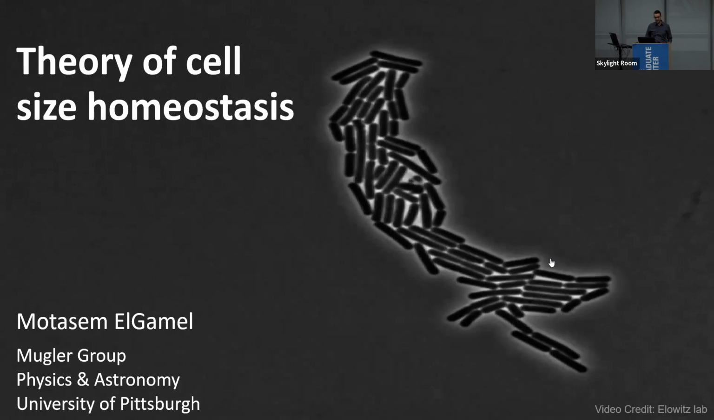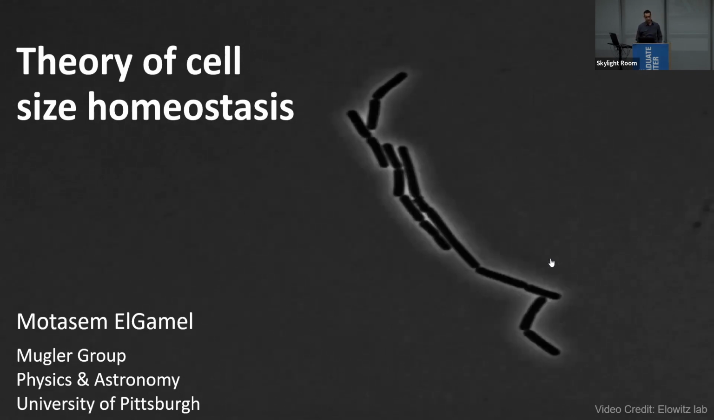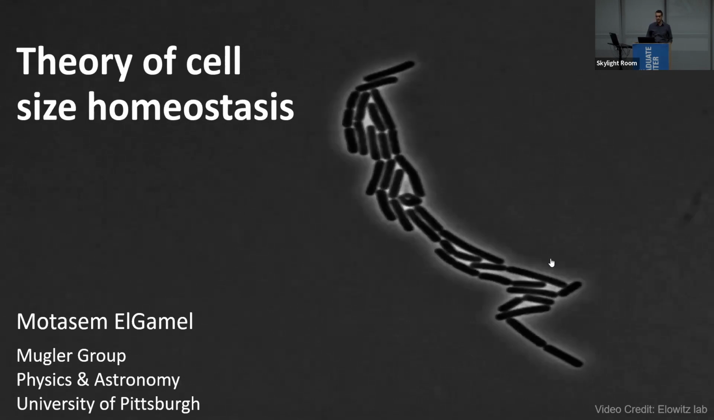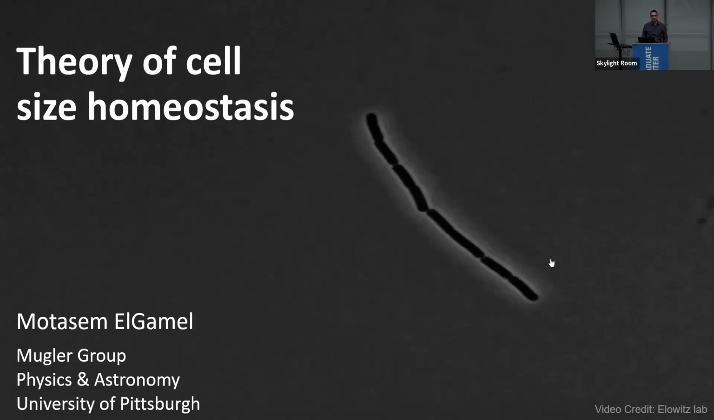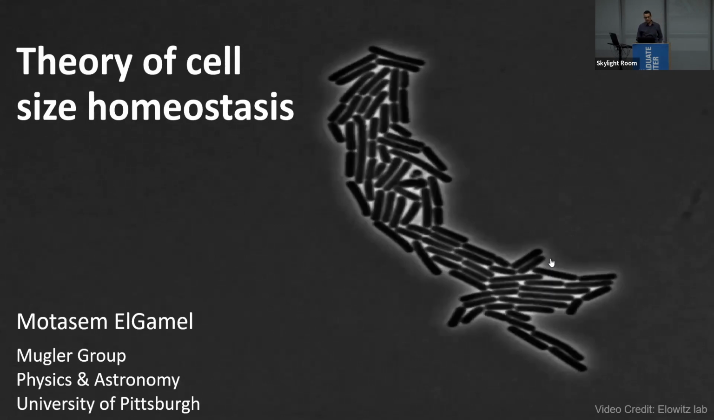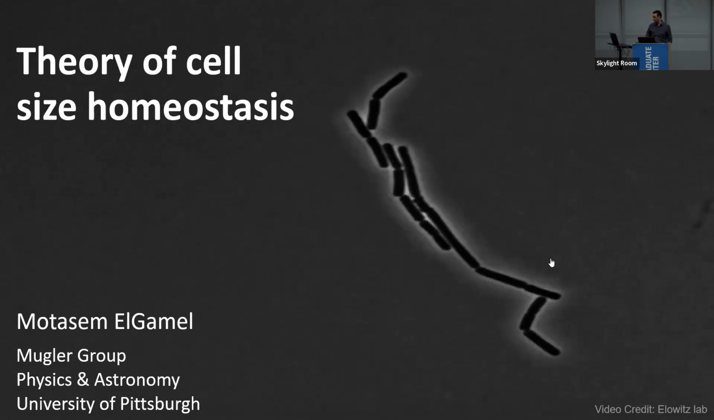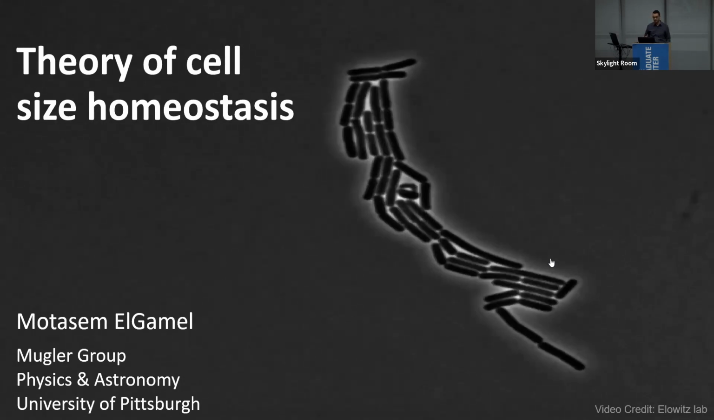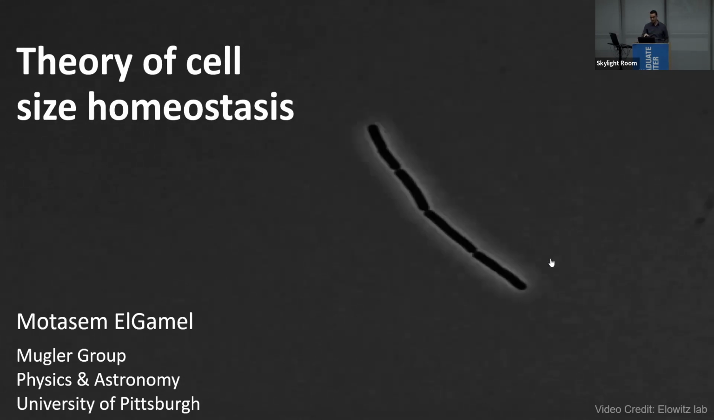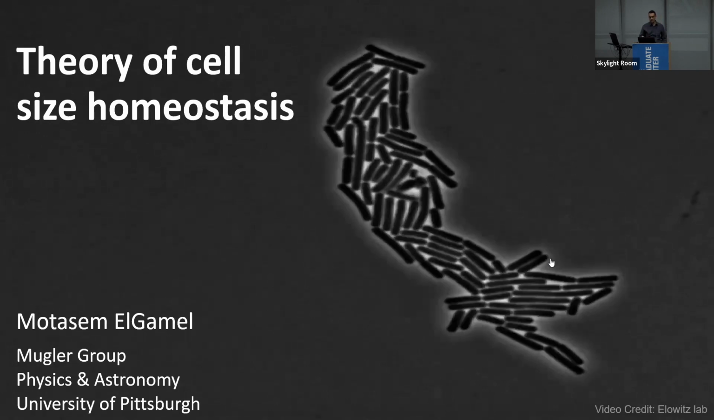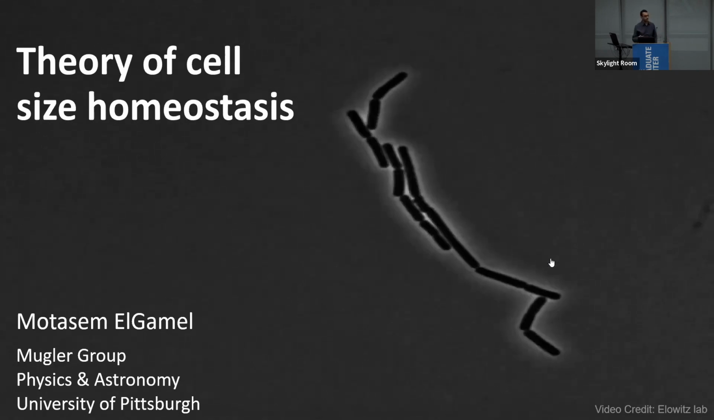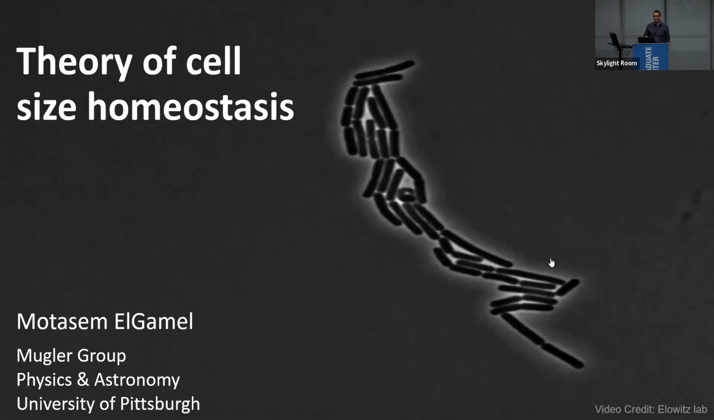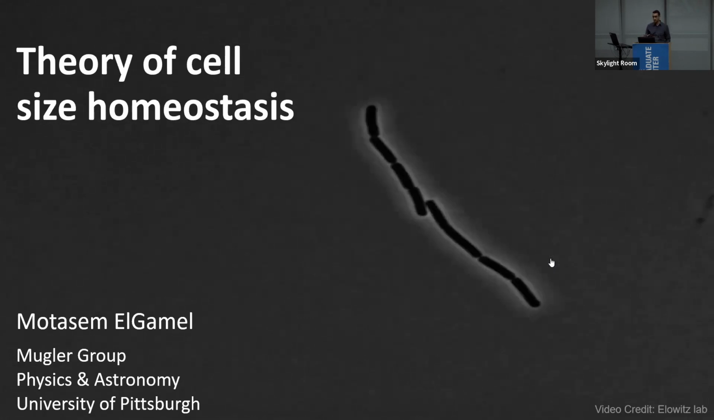And I'm very excited to talk to you today about our efforts in developing a theory for cell size homeostasis. As you can see in the video that's playing, cells grow and divide. In this process, cells are subject to a lot of noise sources. Some are internal, due to processes inside the cell. Some are external, due to environmental factors.